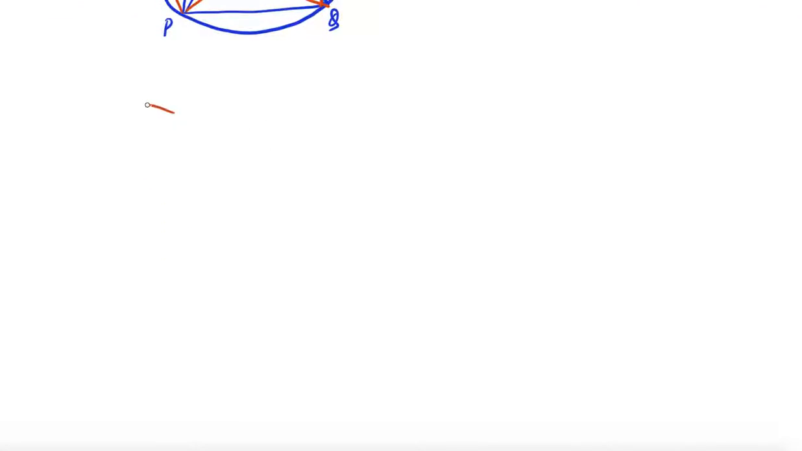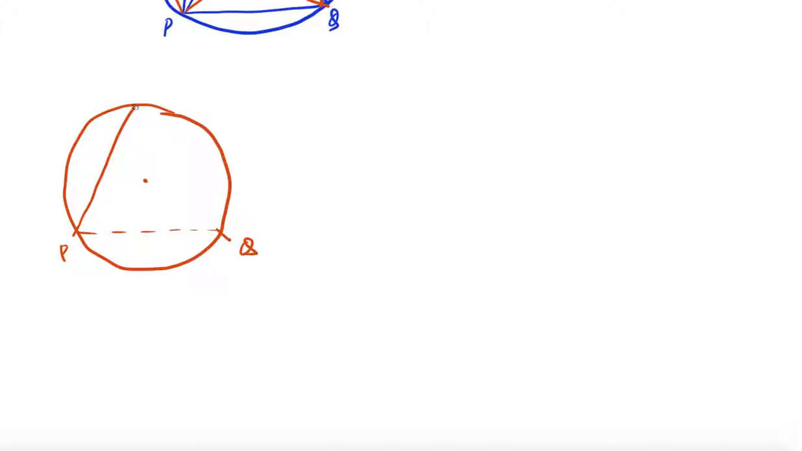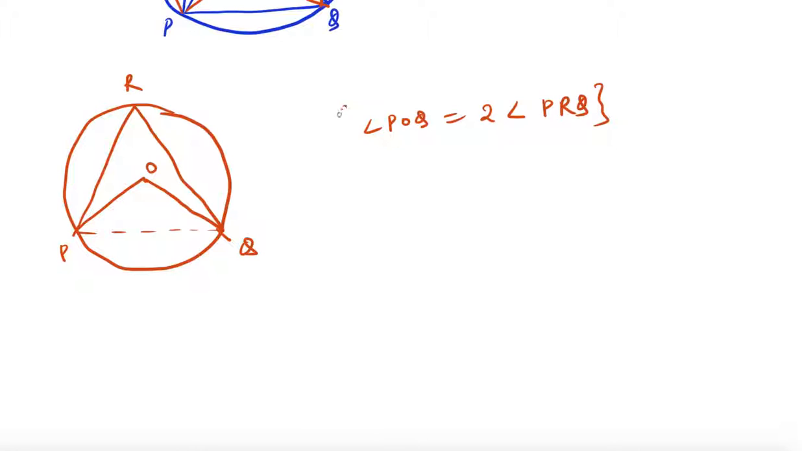What we'll do here, let us draw a circle first. I have a chord PQ. Let me join it, PQ, and let O be the center. Now as per the theorem, if angle POQ is some angle, then the value of angle POQ will be twice angle PRQ, say this point is R. Let us see how this happens.